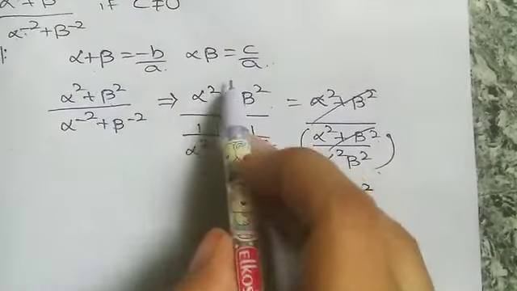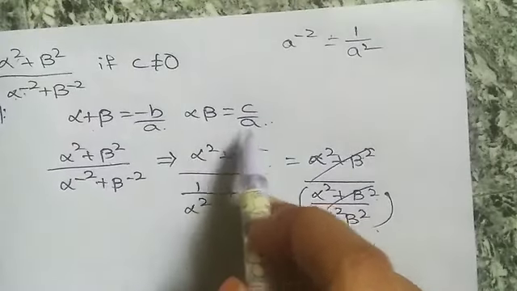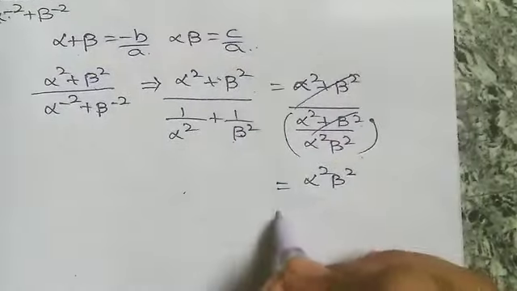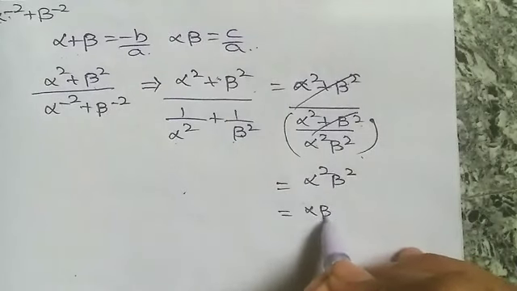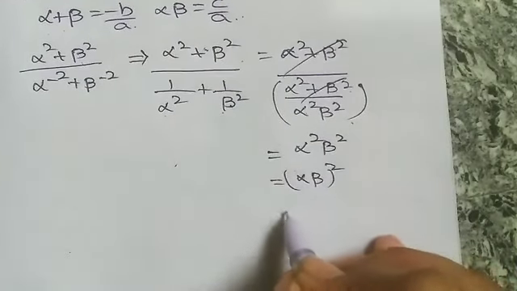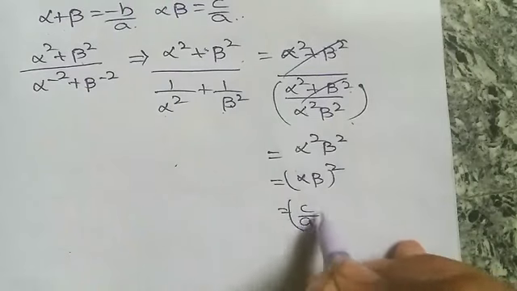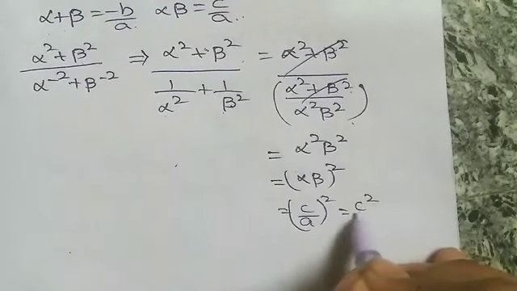So we already know the alpha beta value, that is c by a. So we can write alpha square beta square as alpha beta whole square. So that is c by a whole square, that is equal to c square by a square.